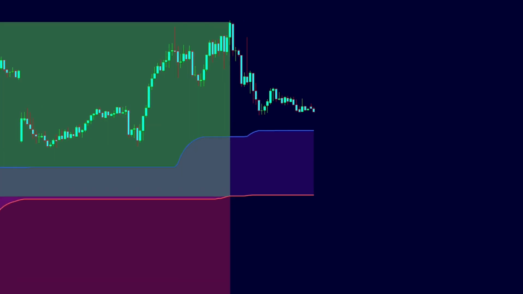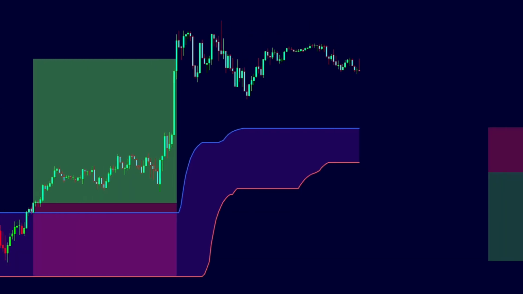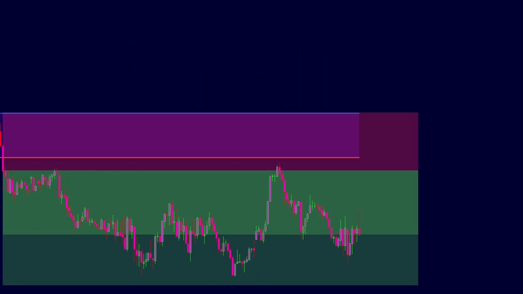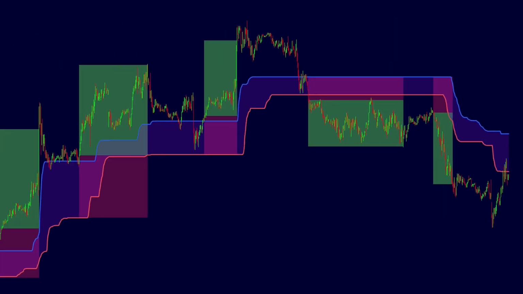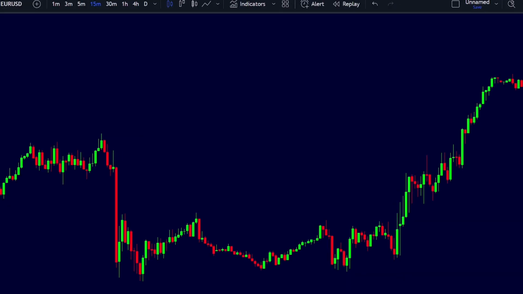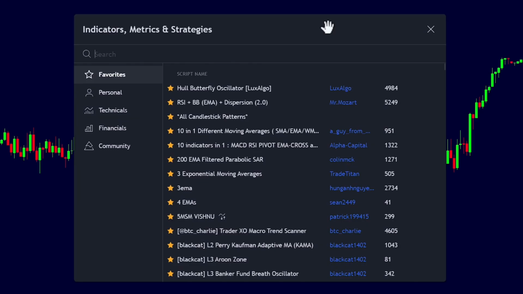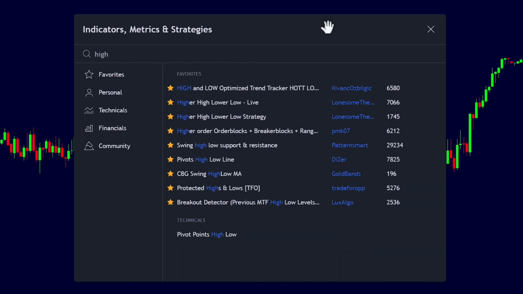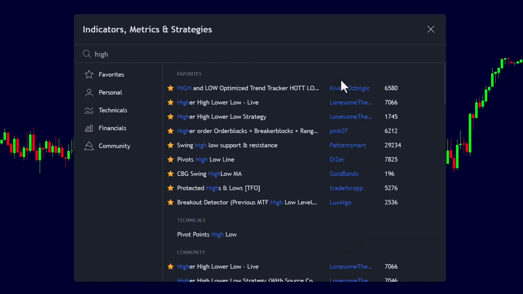Picture this: you know exactly when to enter a trade, set your stop loss like a pro, and consistently hit your take profit targets. Sounds like the trader's dream, right? Well, that's exactly what we're diving into today. First things first, open up TradingView and choose any chart. This strategy works on all charts and time frames. Head to the Indicators tab and search for the high-low optimized trend tracker. Add it to your chart and you're set up for some serious trading action.